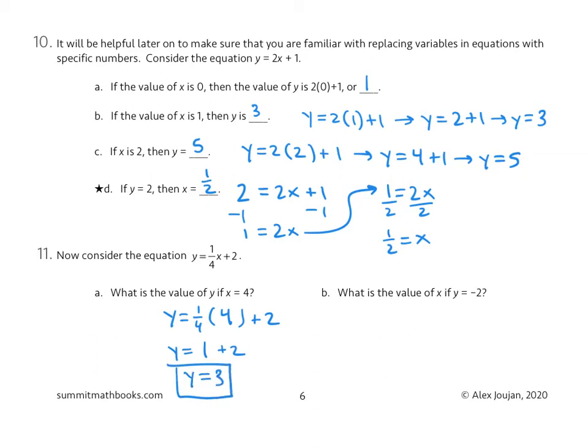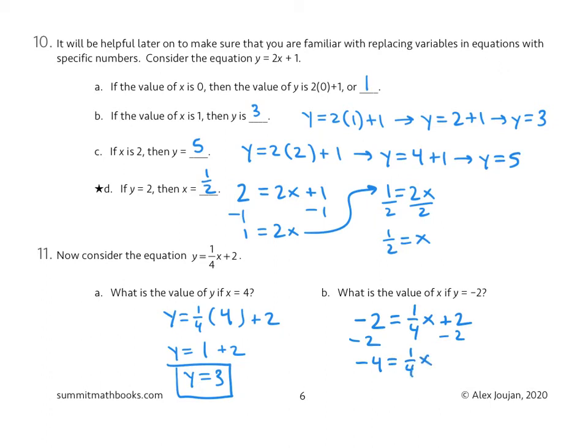Part B. What is the value of x if y equals negative 2? So now I'm solving for x, given that y is negative 2. The equation is y equals, so I'm going to replace y with negative 2. Now the equation is negative 2 equals 1/4 times the x value plus 2. Let's solve for x. Subtract 2 from both sides. Negative 2 minus 2 is negative 4. Negative 4 is equal to 1/4 of what number?